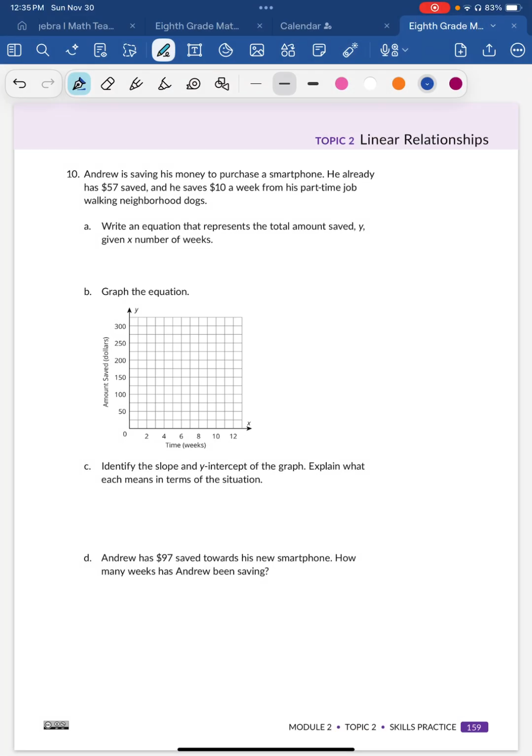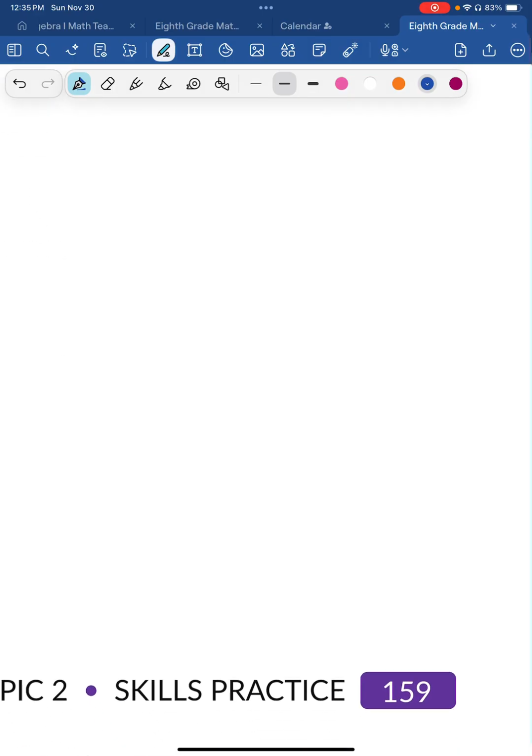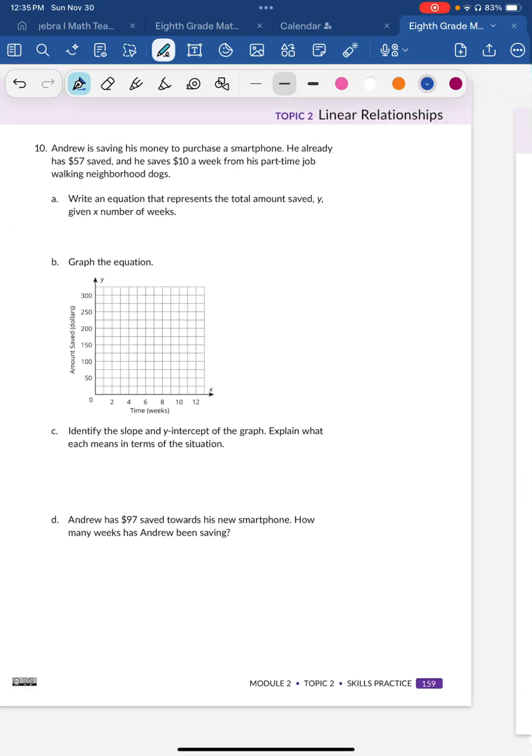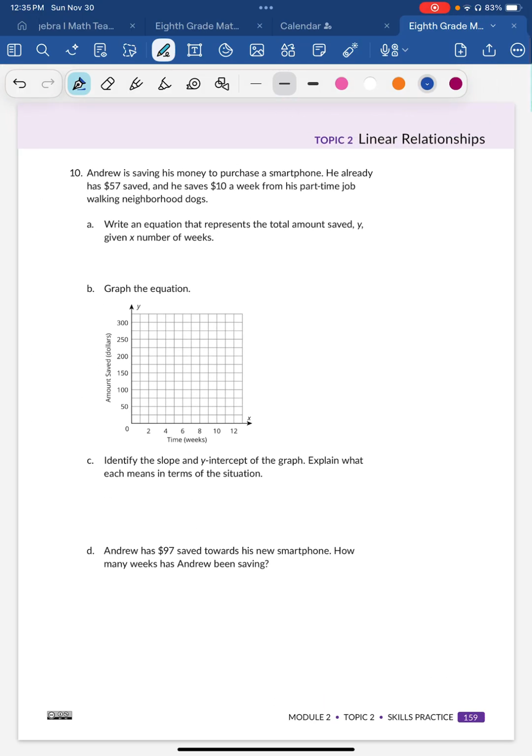Okay, I know we're doing a lot of videos to review, but I just want to make sure that everyone understands and has a refresher on what we're doing. So, on page 159 of your skills practice, I just want to go over a couple of things. We're not going to do the whole thing. We're going to do identifying the slope and y-intercept of this graph.